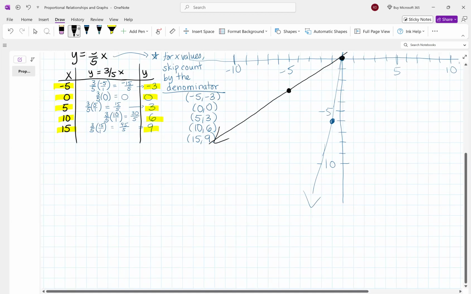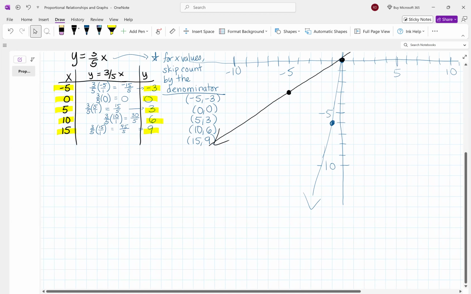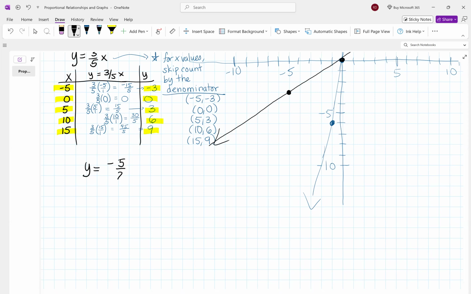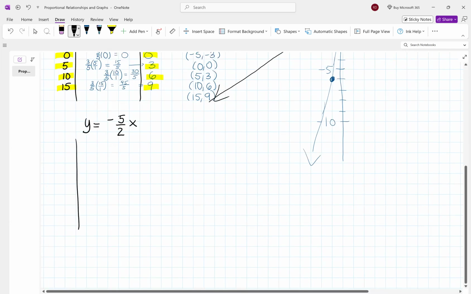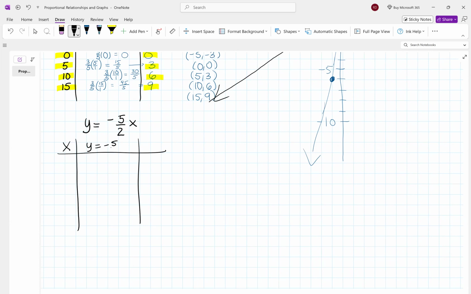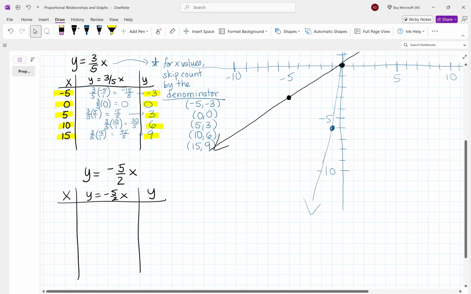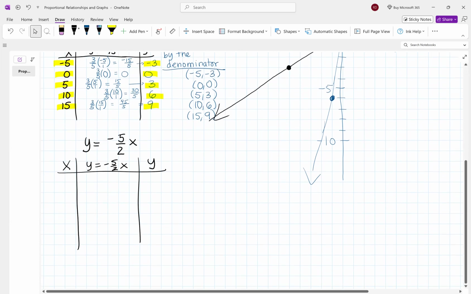So if my fraction were y equals -5 halves x. So again, I'm going to make my 3 columns. X, y equals -5 halves x, y. And I learned from last time that with the fractions, I really need more space. So I'm going to make my table a little bigger this time so I have enough space to write.